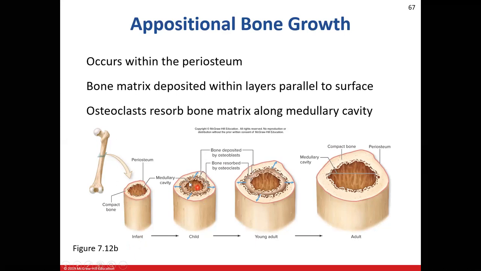When you get into the child's bone, you'll start to see that we have an area through here that's actually being resorbed or broken down. And so we have areas of osteoclast activity, and then out here around the compact area, we have bone being deposited. And now once we get to a young adult, that process continues until we get to an adult bone.